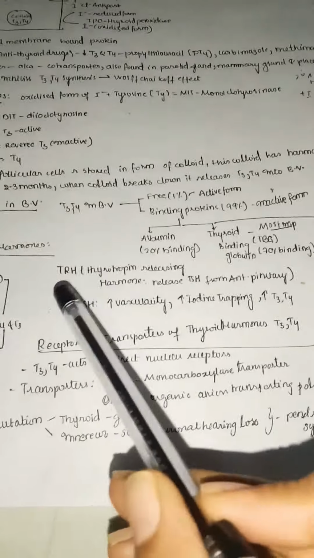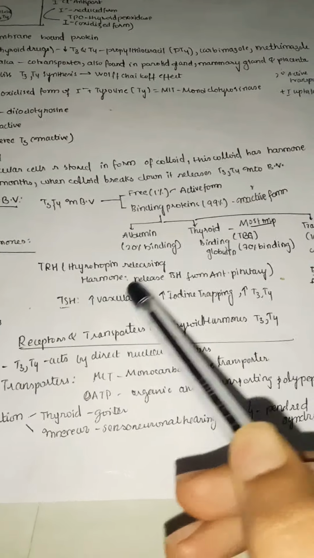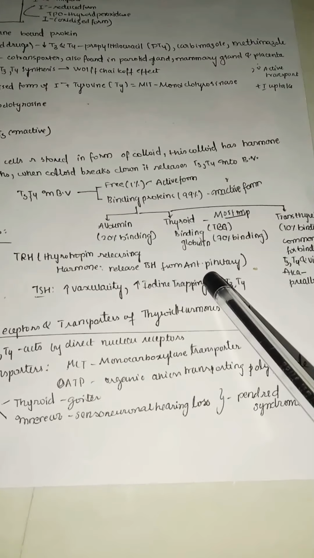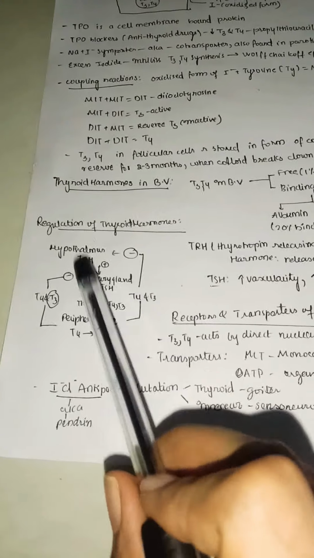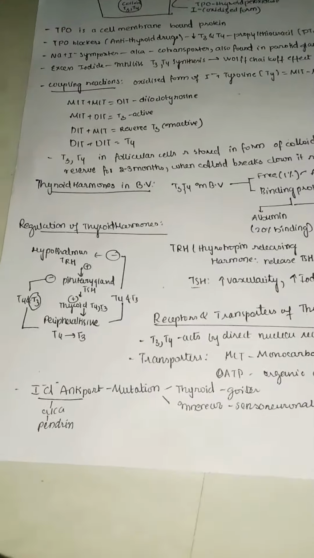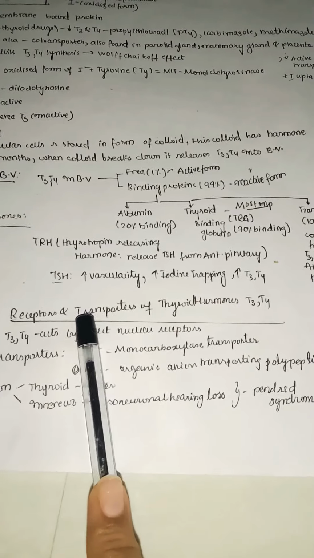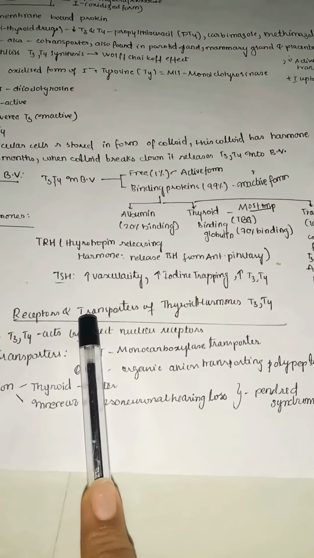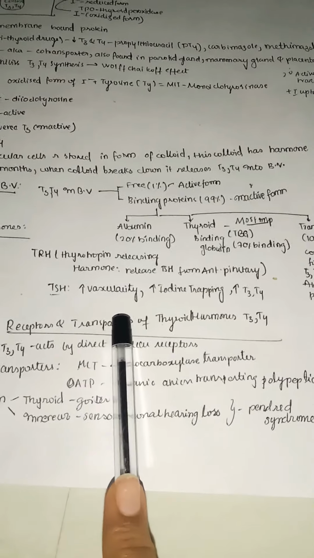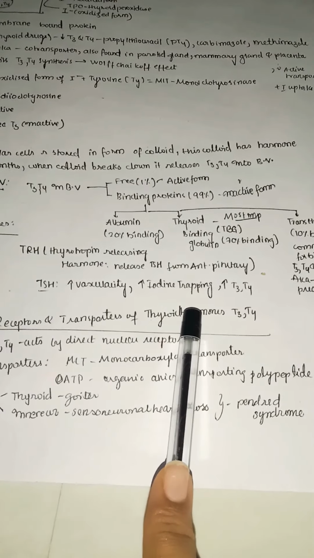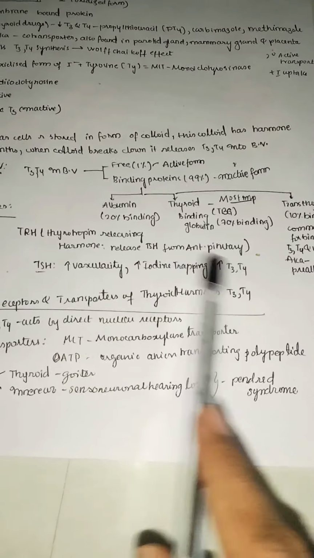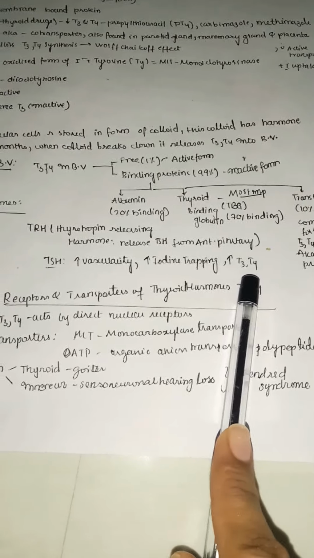So you can see here TRH is thyrotropin releasing hormone, which releases TSH from the anterior pituitary. Remember, TRH is from the hypothalamus, TSH is from the pituitary gland, and T3, T4 from the thyroid. So what does thyroid stimulating hormone do? It produces T3, T4 from the thyroid gland. At the same time, it also increases the vascularity. It also increases the iodine trapping capacity, and of course, both will help in increasing T3 and T4.